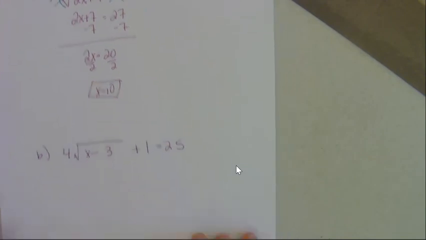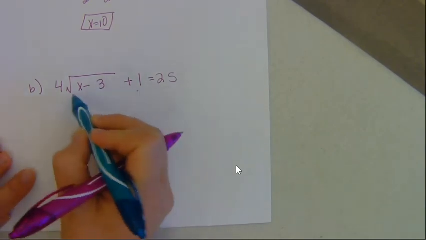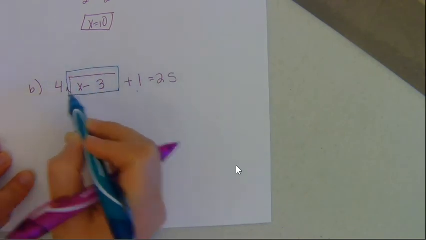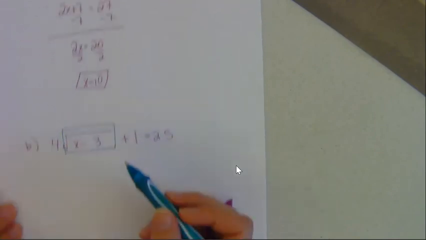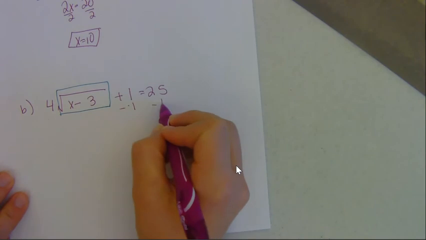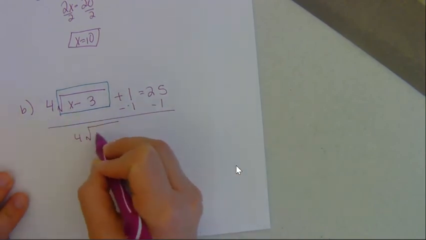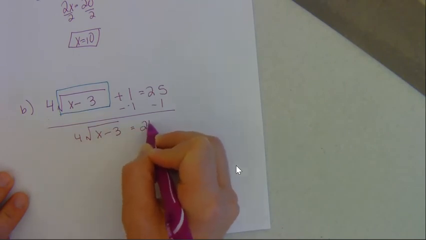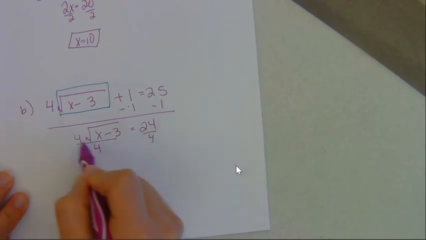All right, let's check out example B. That one was pretty easy. This one, same idea, but now notice that I have this 4 and I have this plus 1. So I have to get this radical by itself. The first one was already isolated, so I didn't have to do any pre-moving. This one, I've got to get this by itself. First thing I'm going to do is subtract this 1. Now this is 4 times the square root. This is not the fourth root, so be careful with that. And now this is 4 times, so I'm going to divide by 4 to get rid of that.